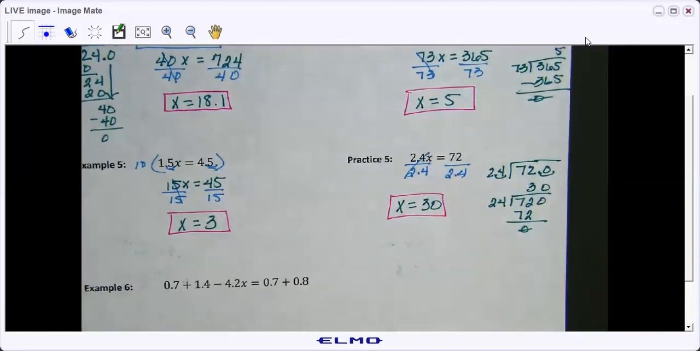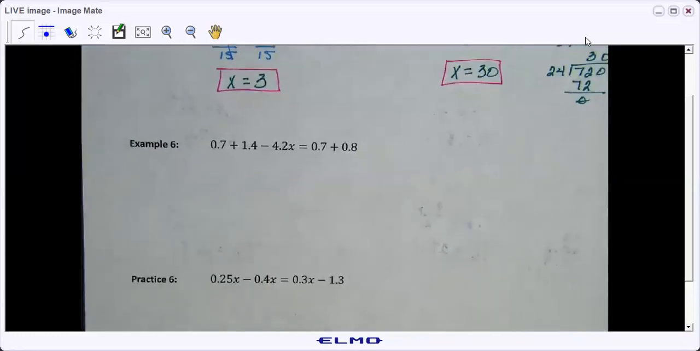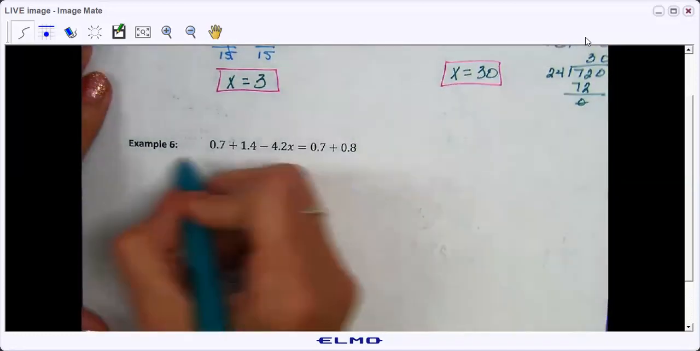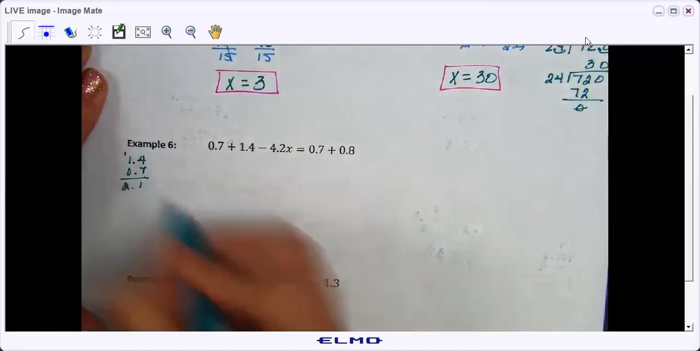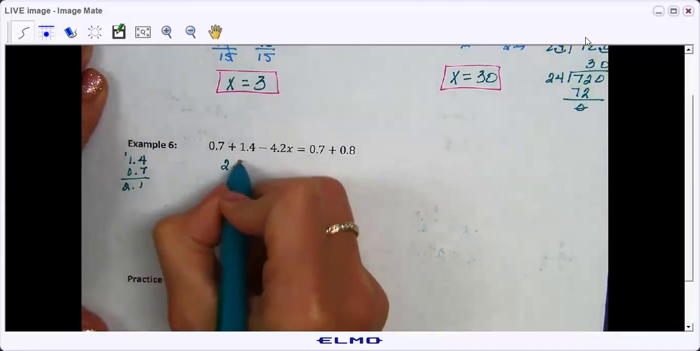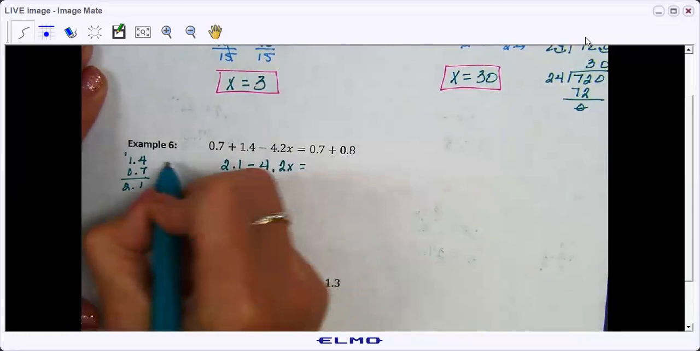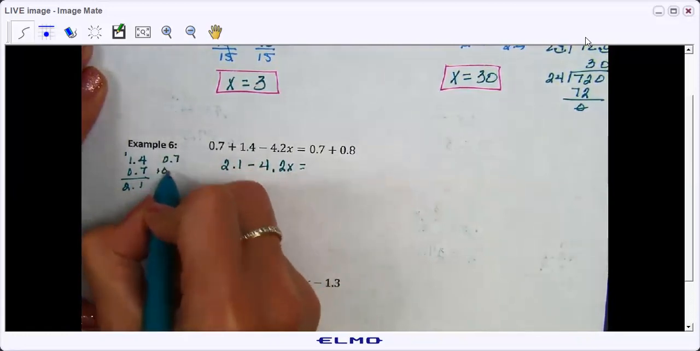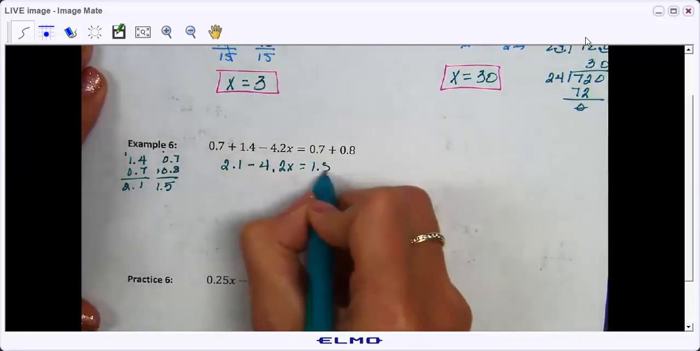All right, last 2 problems, fairly long. The first thing I would do before I do anything else is I would combine my like terms. But you could also clear the decimals first. But I'm going to combine my like terms first. So 0.7 plus 1.4 is 2.1. And 0.7 plus 0.8 is 1.5.